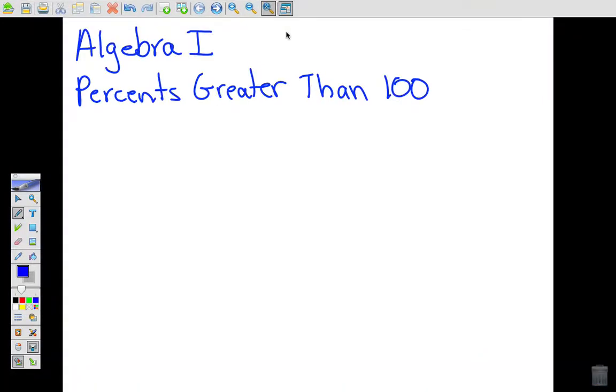Okay, we're going to talk about percents greater than 100. And these are very, very similar to "of what is" problems. In a little bit here, you'll see why. Now, before we start, let's talk a little bit about percents.